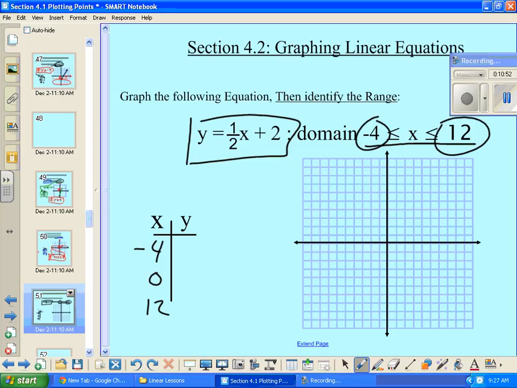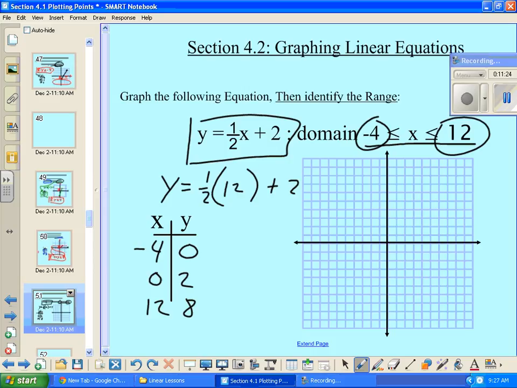Now I'm just going to put those numbers in, just like I usually would. 1/2 times, well, whatever x is, plus 2. So in this case, I'll put -4 in, see what we get first of all. If I put -4 in, half of -4 is -2. Plus 2 actually gives me 0 in this case. So I plug in -4, I get 0. If I put in 0, 1/2 times 0 is 0, plus 2 gives me just 2. And if I put in 12, half of 12 is 6, plus 2 gives me 8.